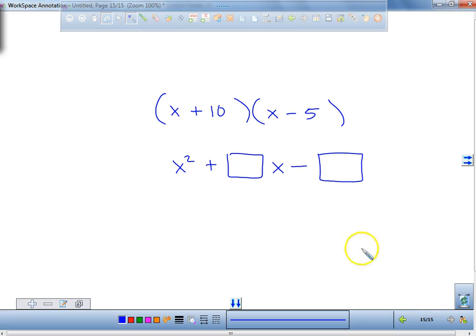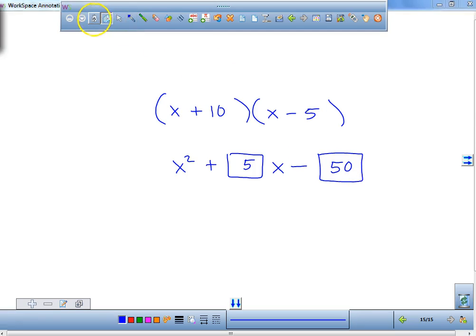Alright, so right now, here's what your final answer is going to look like. What number do you think is going to go in there if we just use this quick little process? 5. 5, very good. What number do you think is going to go in there? Negative 50. Since I put the minus sign, we just put a 50. Why? Because 10 minus 5 is 5. 10 times negative 5 is negative 50, and that's your answer. This is how quick these can happen.